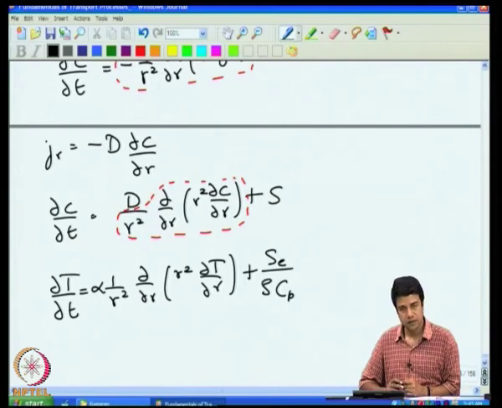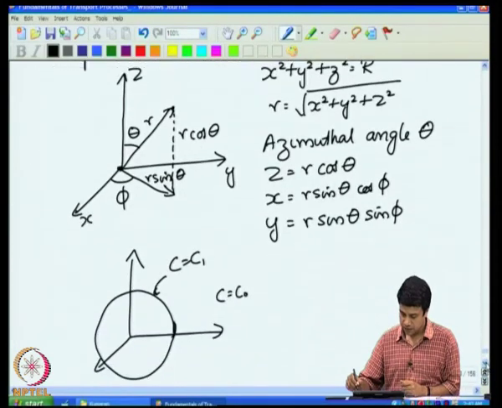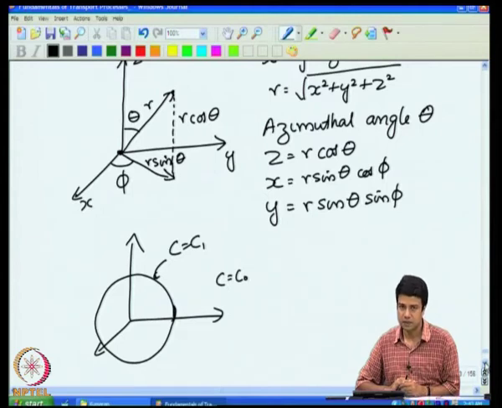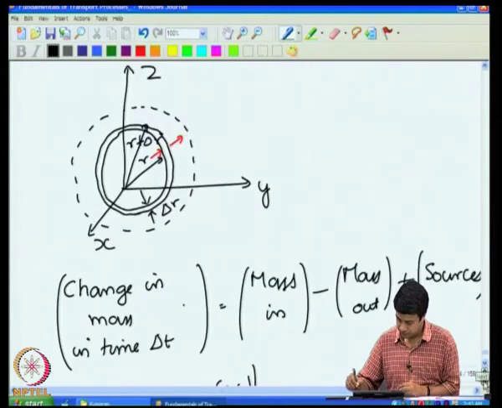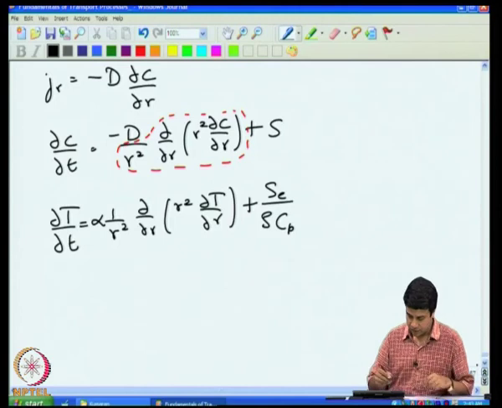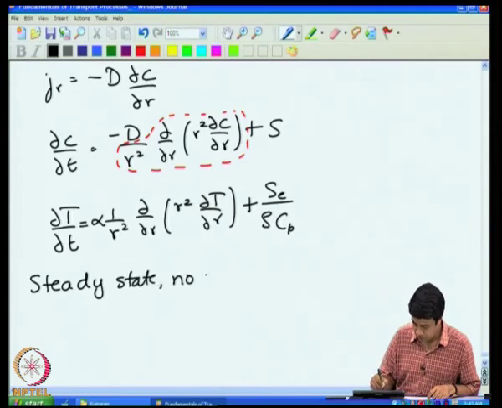Now, back to the original problem that we had. Let us say there is a catalyst particle on which C is equal to C1 at the surface and C is equal to C naught far away from the surface, and we want to calculate what is the concentration profile around this particle. At steady state. So, the first case is steady state and no sources.